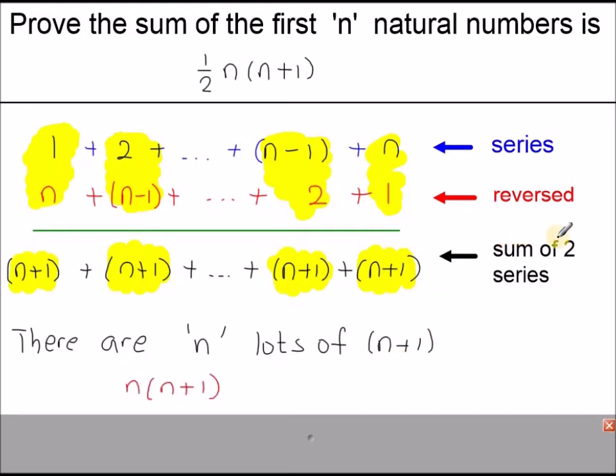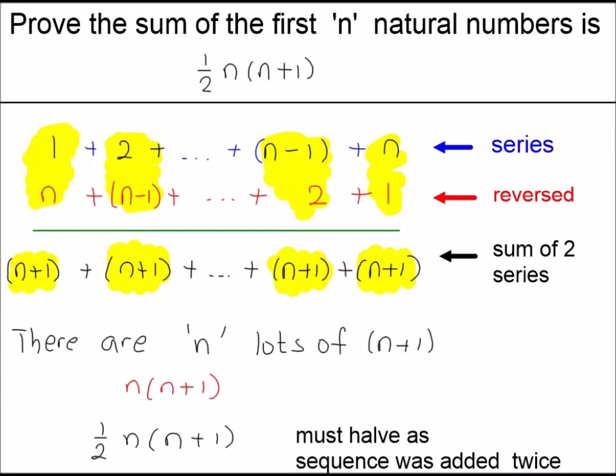So the sum of both series here, these n plus 1s, they all add up to n times n plus 1. But we've added the series twice, so we have to halve at the end. So the sum of just this single series in this row, which is what we're doing here, is a half times n into n plus 1.